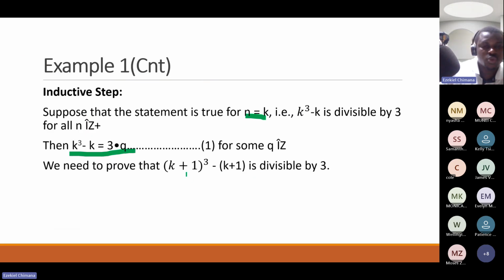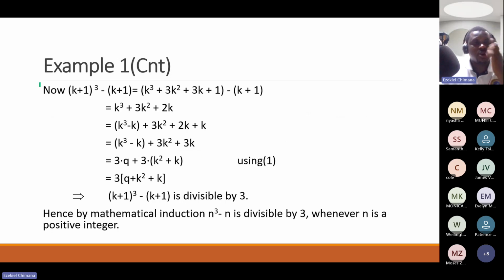So it must also be true that (k+1)^3 minus (k+1) is divisible by 3. So how do you show that? We need to show that this number is divisible by 3. So (k+1) to the power 3, you expand this. It will give you k cubed plus 3k squared plus 3k plus 1, then minus this (k+1).